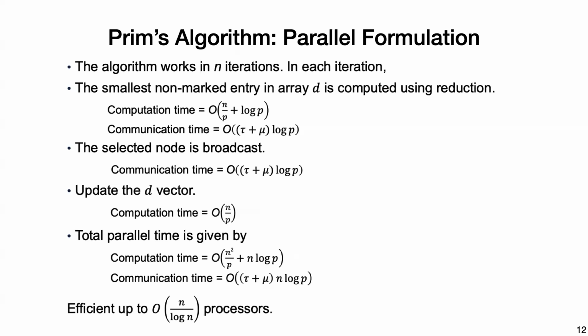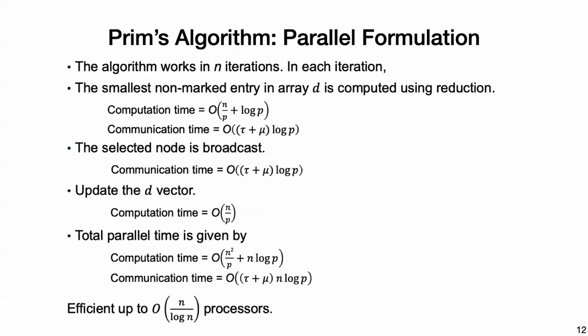So there are n outer iterations, which are going to happen in serial. And in each one, there are these main components. First one is that we have to find the smallest non-marked entry, where non-marked has just not yet been added to the MST, in the distance array, which we can compute using reduction, where the operator is not sum, but min.